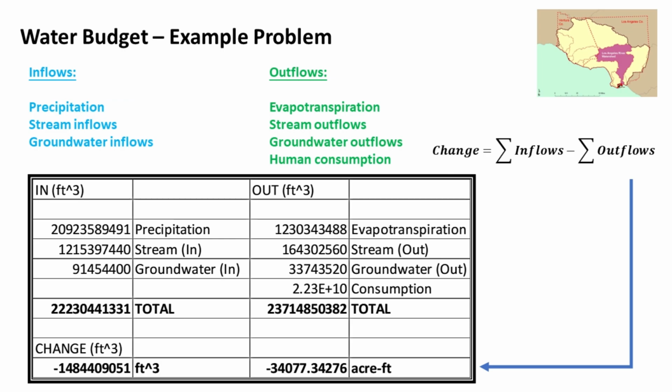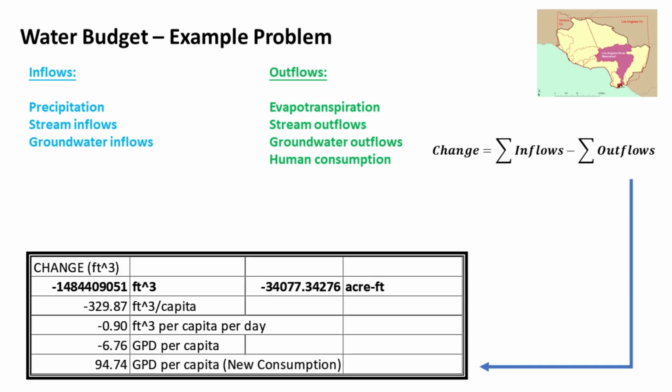Once the unit conversions were completed, the third step of performing the water budget is to run the budget calculation, namely change equals total inflows minus total outflows. As shown here, the change is negative 1,484,409,051 cubic feet. This negative value for the change indicates that the volume of water stored in this watershed has decreased. Converted to the unit of acre-feet, the change is negative 34,077 acre-feet.